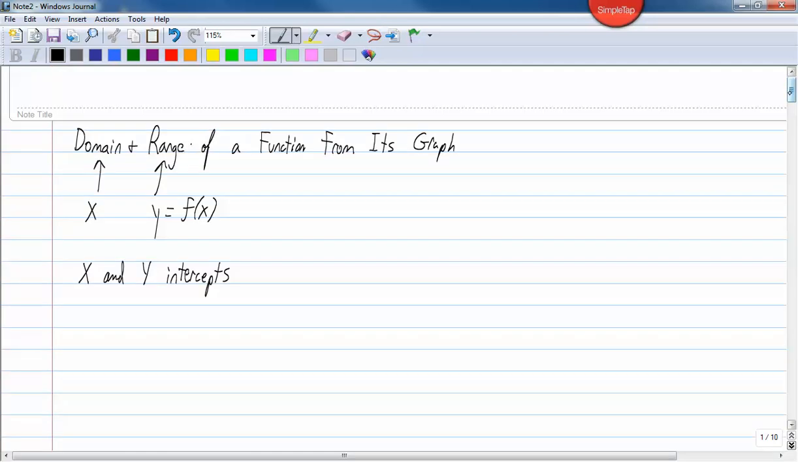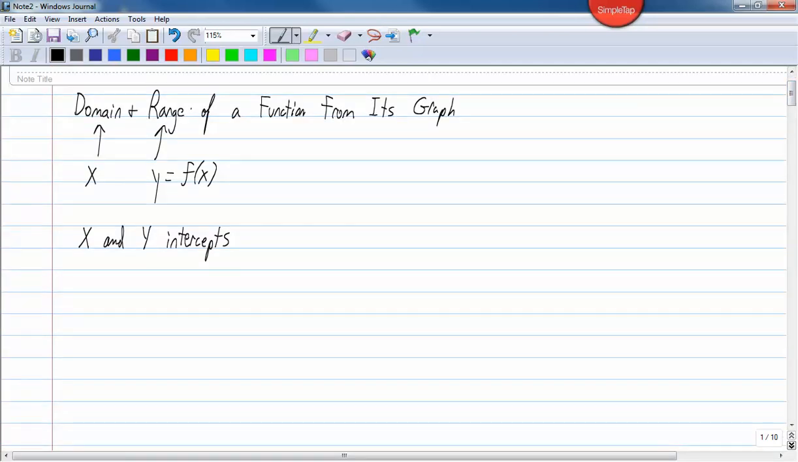We call the x and y intercepts, we as in mathematicians, the places where the graph touches the y-axis or the x-axis. A graph could touch the y-axis only. A graph could touch the x-axis only. A graph could even touch neither axis. So it depends on the function. But if you have the graph, you can tell the intersection points by just looking at the places where it actually touches the axes.